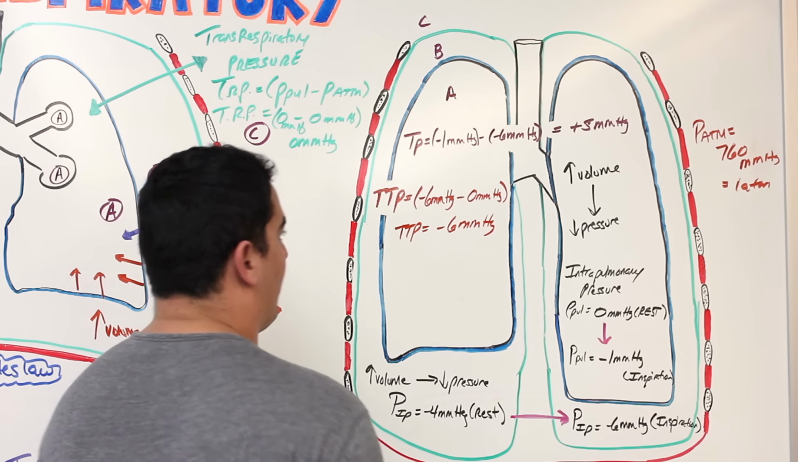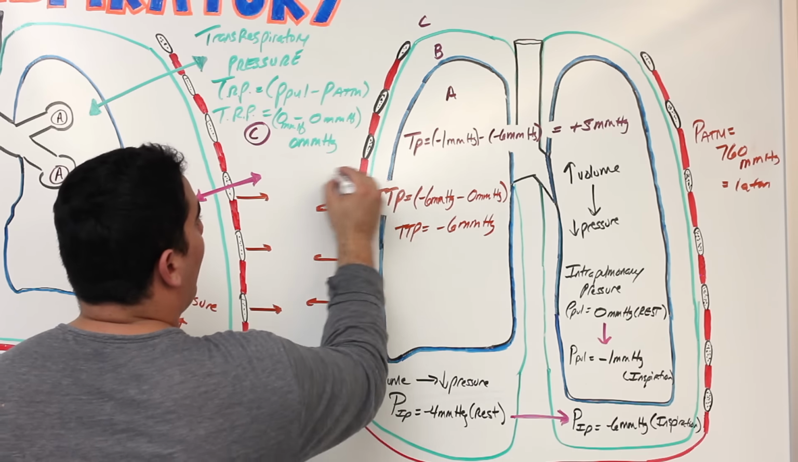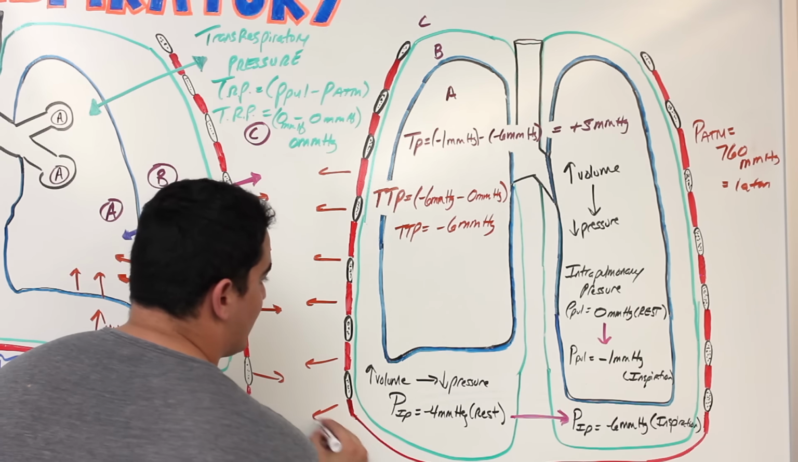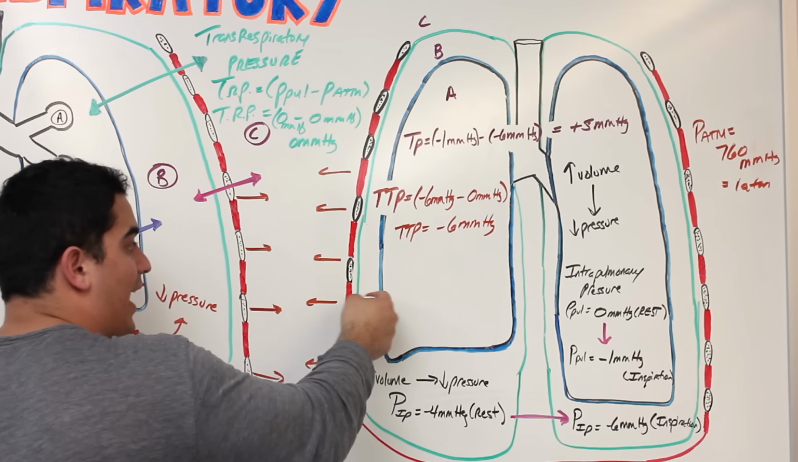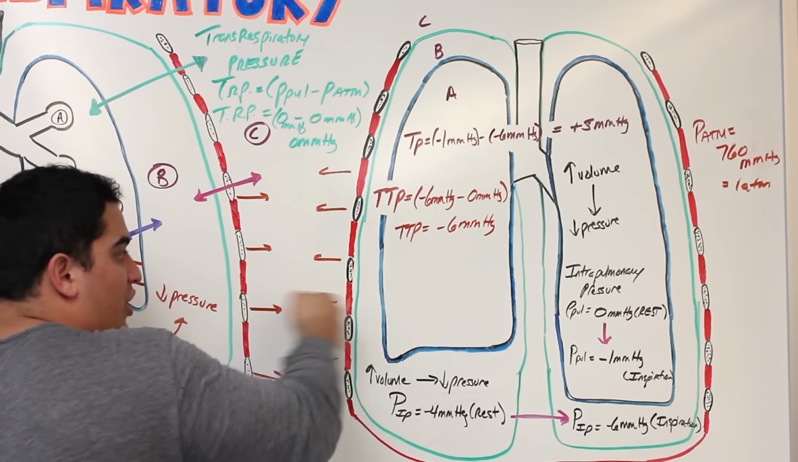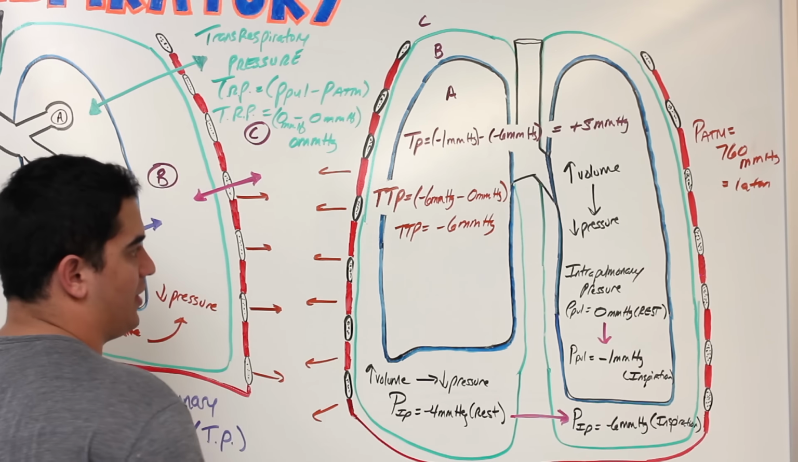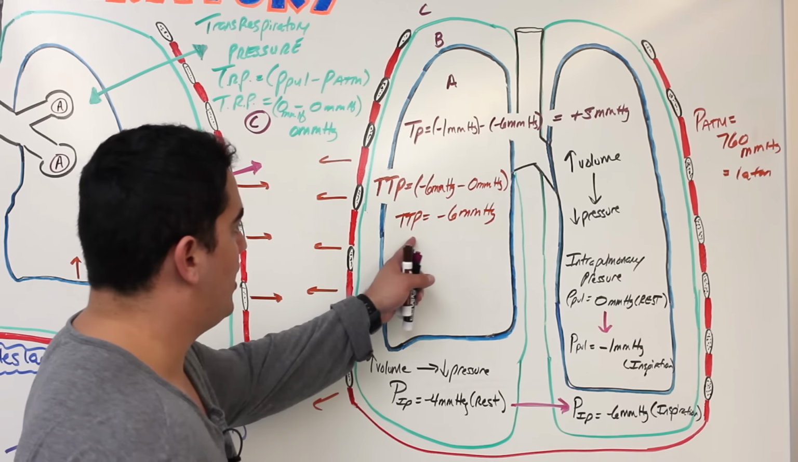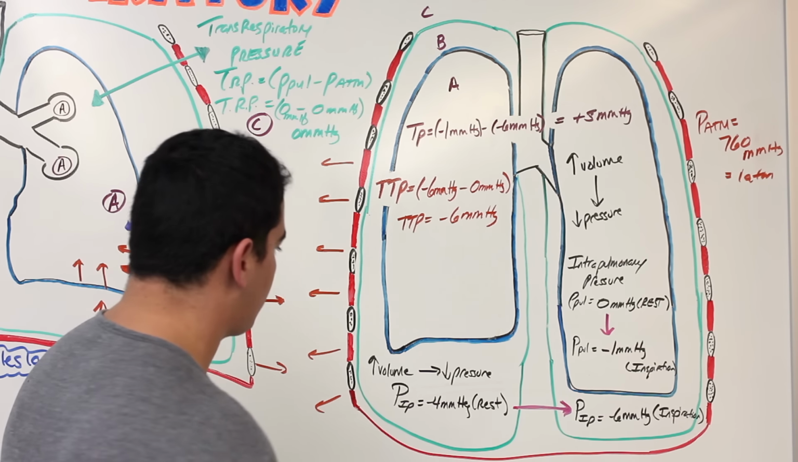What does that imply? That's a good thing. That means that the chest wall is actually recoiling outward. And as the chest wall is recoiling outward, what is it doing? It's pulling on the pleura, and as it pulls, what happens to the volume in this area? It increases. That should make sense because this negative is implying that the chest wall is recoiling outward. That's good.